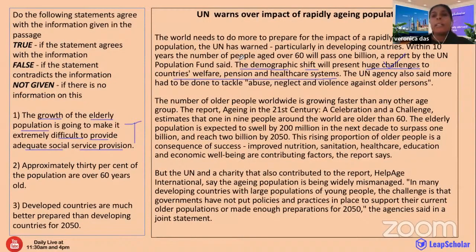Okay, and over here it says the number of people aged over 60 is going to pass 1 billion. So this is paraphrased as the growth of the elderly population. Is going to be difficult is challenged. And this is the rest of it. So all our keywords match the paragraph. Therefore, we mark it as true.